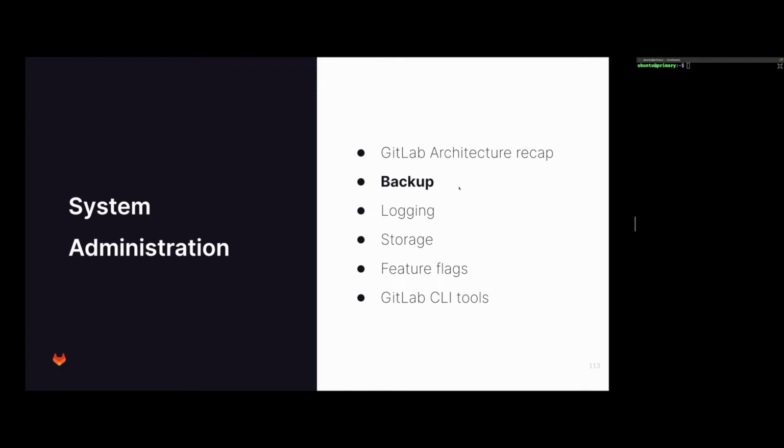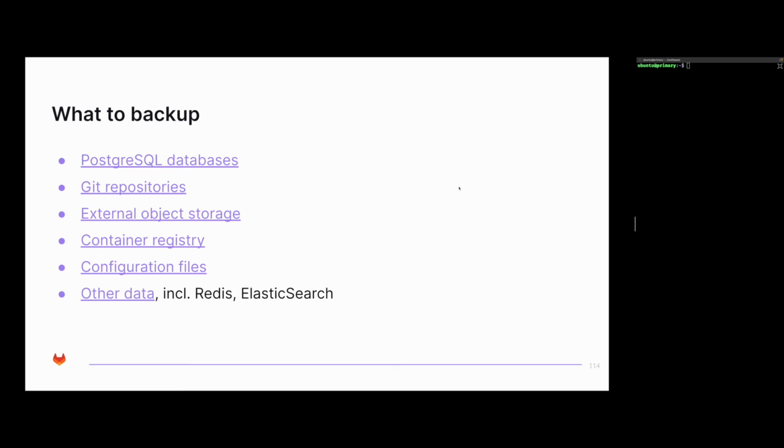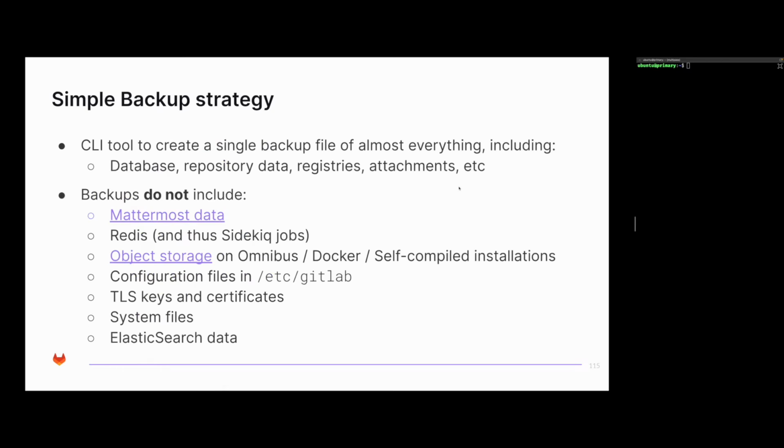Cool, then backup. Every system needs backups. GitLab is not different. If you want to back up GitLab, be aware that you have to back up a few things. The database, of course, and all your Git repositories, you don't want to lose those. But also external object storage, container registries, configuration files, and other data like Elasticsearch indexes, Redis data, etc. It's a long list, and some are supported in the backup mechanism. But for large instances, you have to really look into your backup strategy.